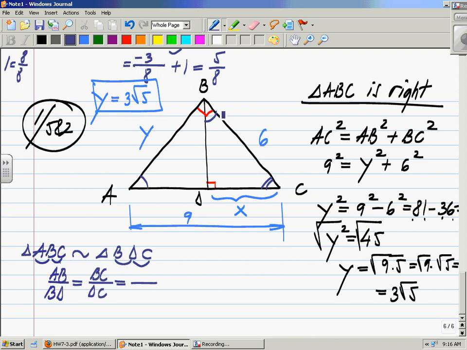BC opposes angle A. Well, DC also opposes an angle that's congruent to angle A in the small triangle BDC, right? And then the last side, AC, which opposes a 90-degree angle in the big triangle ABC, over the one that opposes the 90-degree angle in the small triangle, BC. And this is your similarity proportion for the two triangles, right?